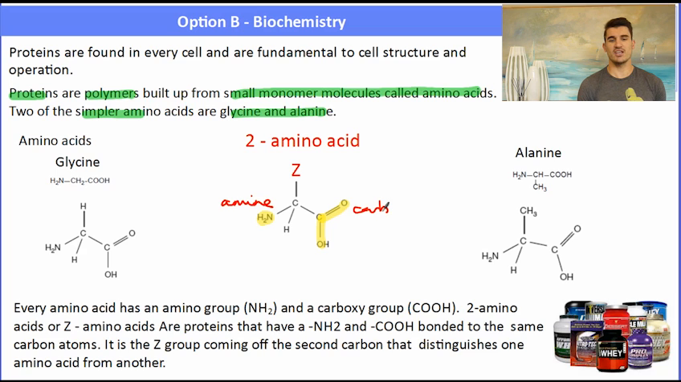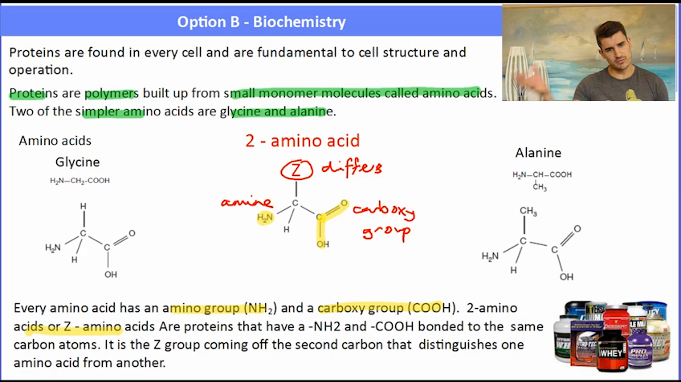The thing that changes between the amino acids is the Z group, one of the groups sticking off the second carbon. That's why they're called a 2 amino acid. Each of those Z groups is different for all of the different amino acids. So all of them will contain the amine, all of them will contain the carboxy group, but their Z group determines the rest of the structure, and that's the one that plays some important chemistry.